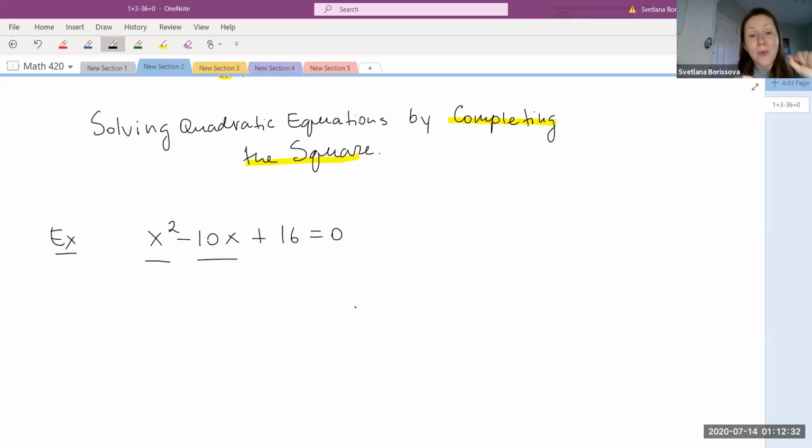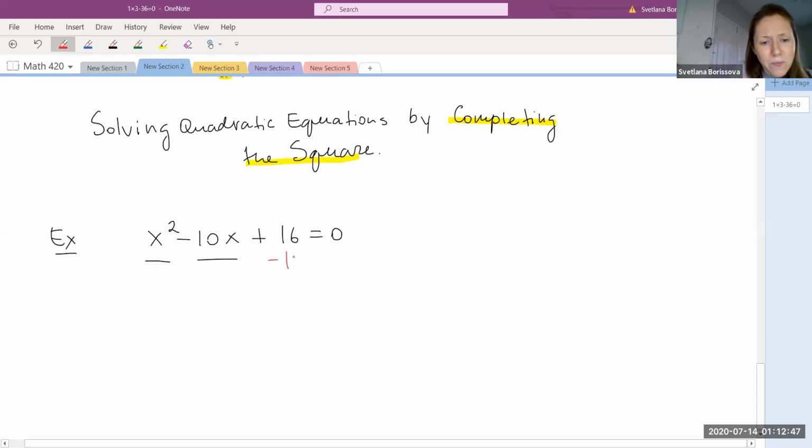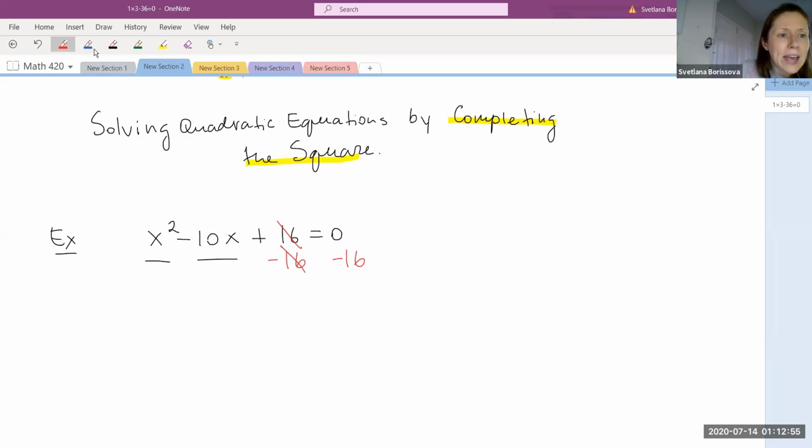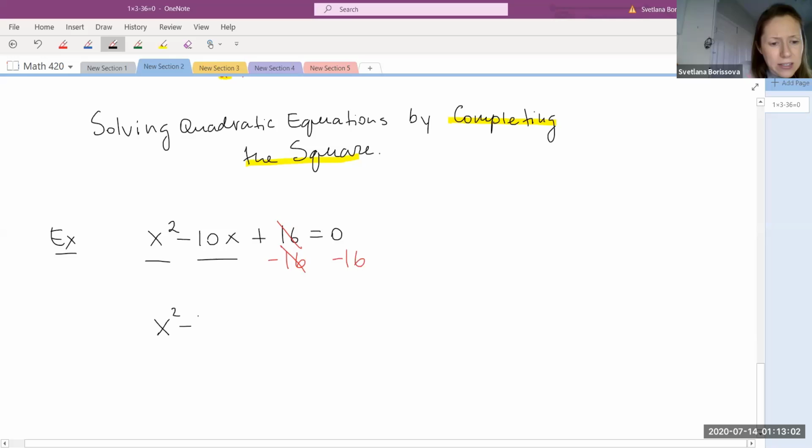So in the first step, we're going to get rid of that number. Well, we're going to move that number and put it on the other side. So it's kind of out of the way, and it doesn't confuse us. So step 1 is to add or subtract, in other words, to get rid of that constant at the end. So I'm going to have to subtract 16 in this case, since it's plus 16. So 16 minus 16, that goes away. And now I have x squared minus 10x.